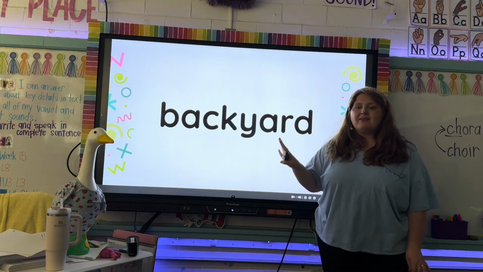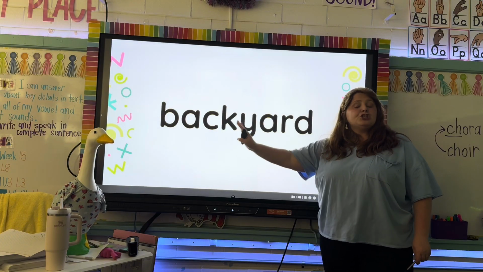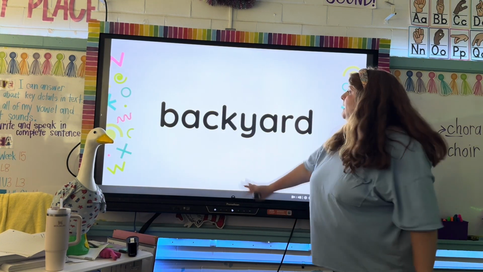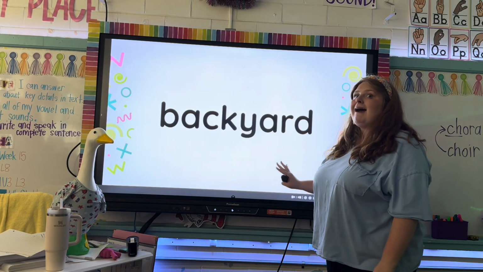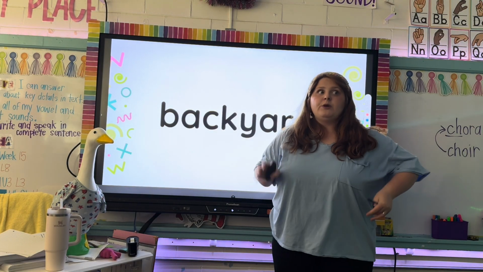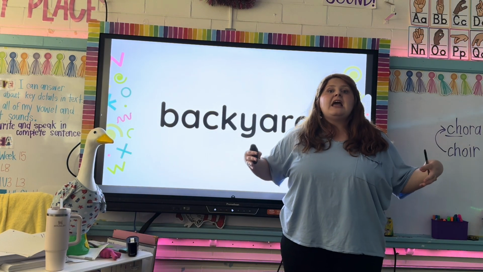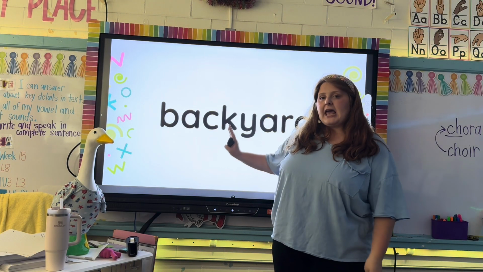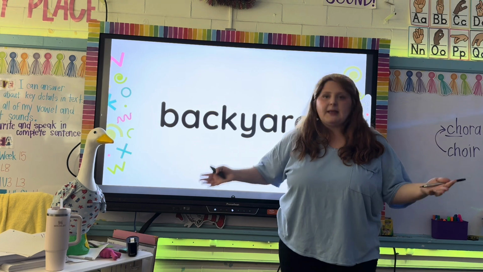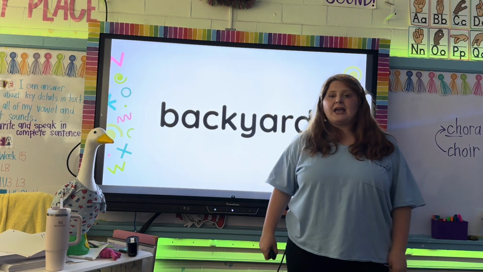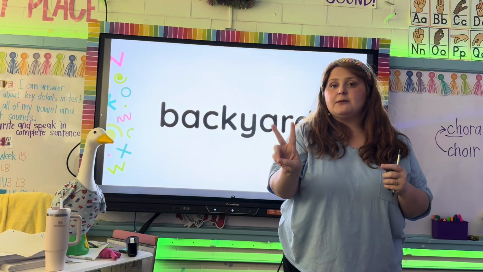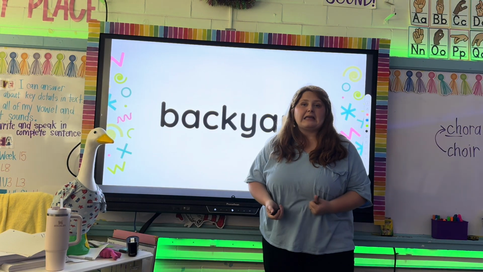And then this is my last R control word. It's a 2-syllable word, or the fancy word is multisyllabic. Backyard. I'm going to syllabicate it, which means break it up into syllables, and then I'm going to segment, which means break it up. So I'm going to syllabicate, then segment, and that's going to help us spell it. My word is backyard.